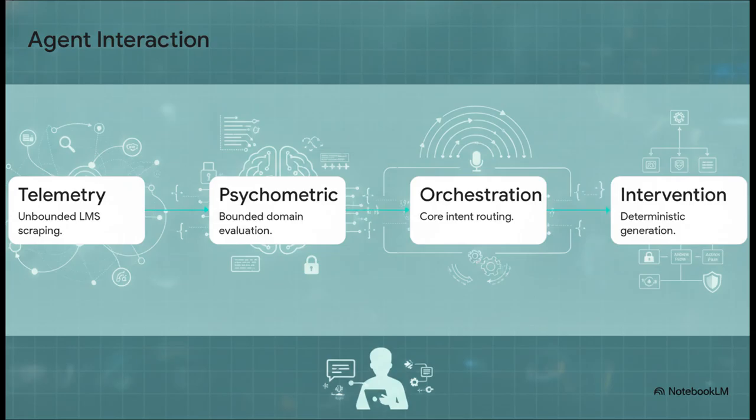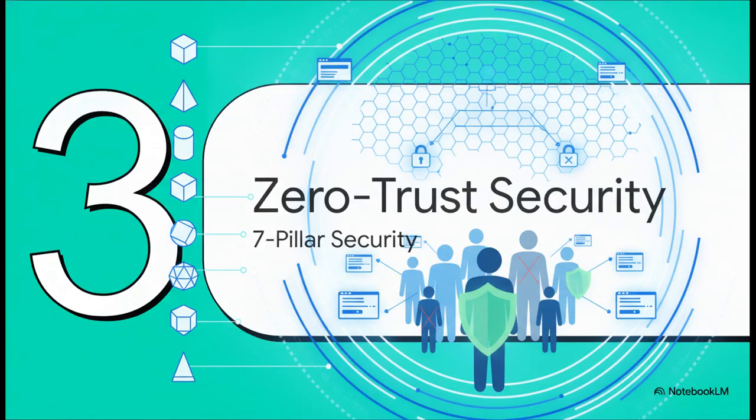So how does that collaboration actually work? Well, it breaks down into 4 steps. Step 1, the telemetry agent scrapes data out at the edge. Step 2, the psychometric agent steps in to evaluate those metrics within a very strictly bounded domain. Step 3, the core orchestration layer kicks in, kind of like the conductor of an orchestra. And finally, Step 4, the intervention agent deterministically generates action plans. And because these isolated agents communicate exclusively via structured JSON payloads, raw internal data is never ever exposed between them. It's totally walled off.